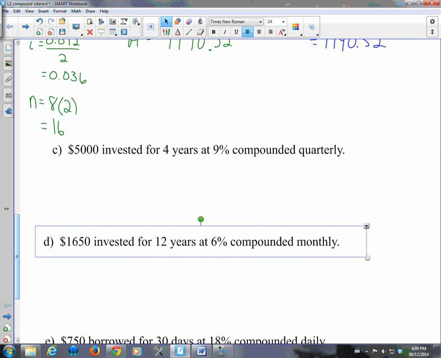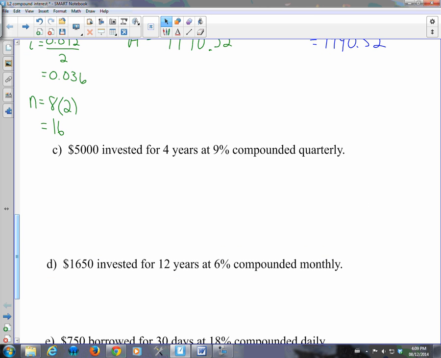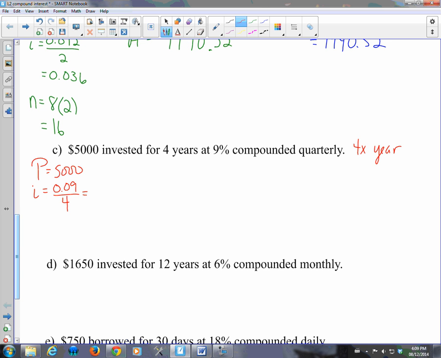If we look at one that compounds quarterly, quarterly means 4 times each year. So my principal is $5,000. My interest rate, 9%, 0.09, has to be divided by 4 over the year, which is 0.0225. And my time, 4 years, 4 times each year, means there'll be 16 compounding periods.